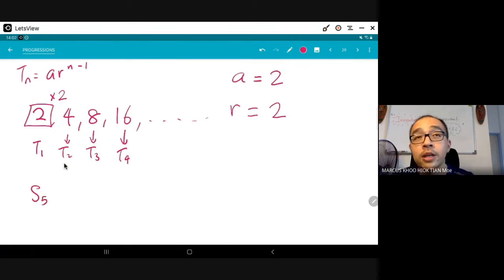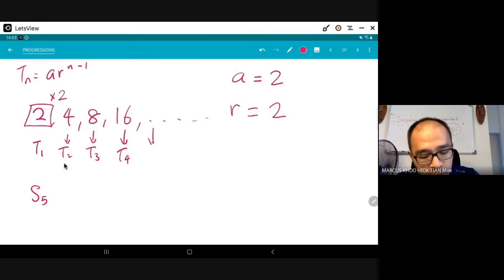S5 means the first number plus the second number plus the third number plus the fourth number plus the fifth number. Add everything together. Can we do this manually? Can. Actually, you can do this manually. But if the numbers are small. What if I want the first 50 numbers? Okay, you could count until you faint. So, if it's very small, you can do it manually.